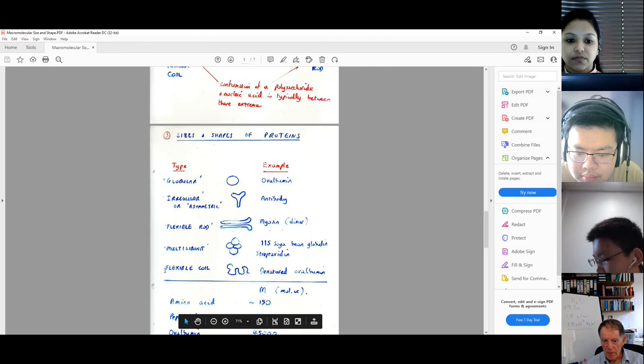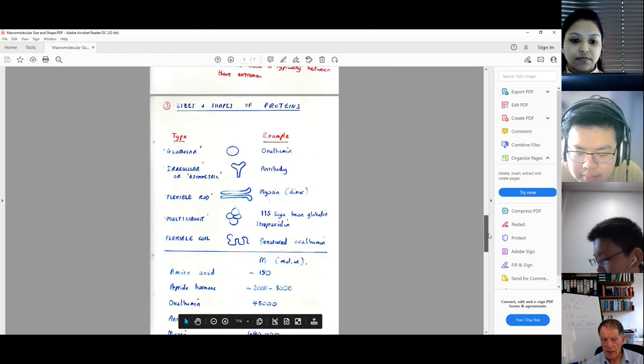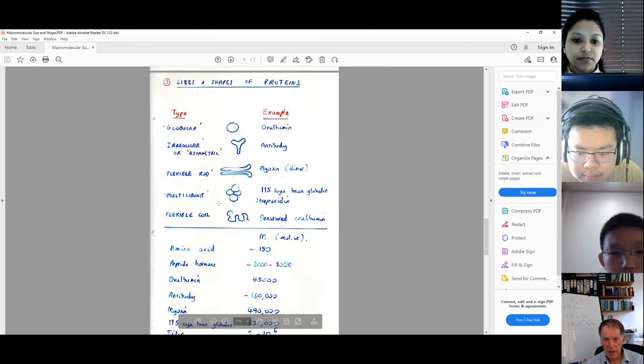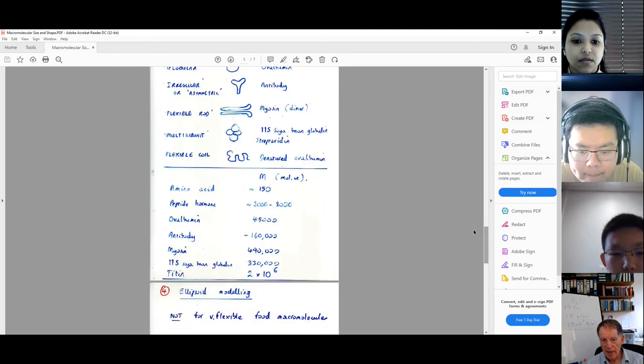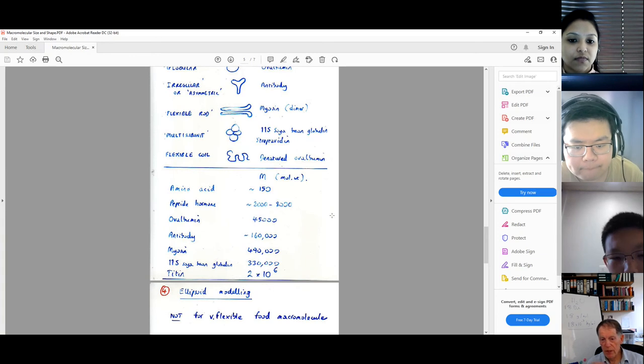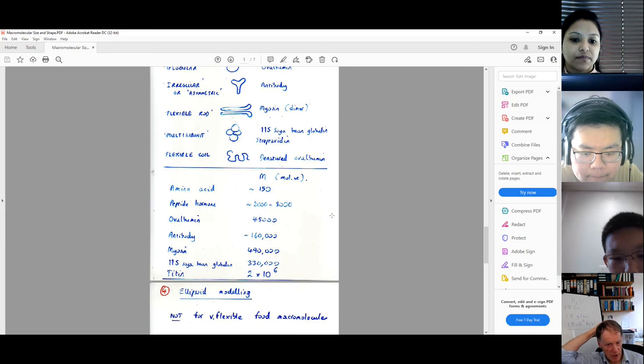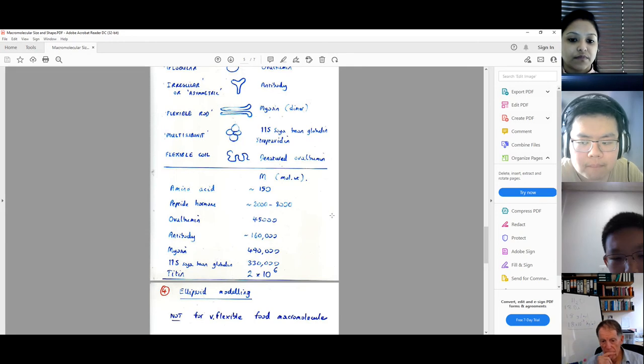Then you can get denatured proteins, which have flexible coils. Okay, so the proteins you get can have a range, but not quite as diverse as polysaccharides. And these are some of the molecular weights. An amino acid is 100 or 150, perhaps, if it's got an aromatic side chain, 150 Daltons, or 150 grams per mole. Peptide hormones, between 2,000 and 8,000. Ovalbumin's got a molecular weight of 45,000.